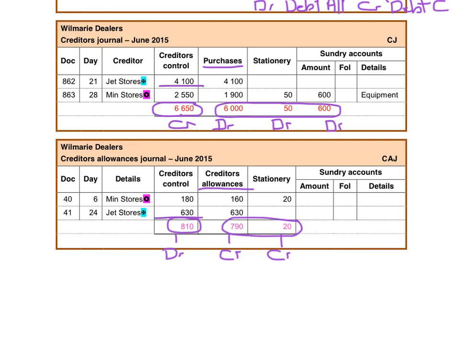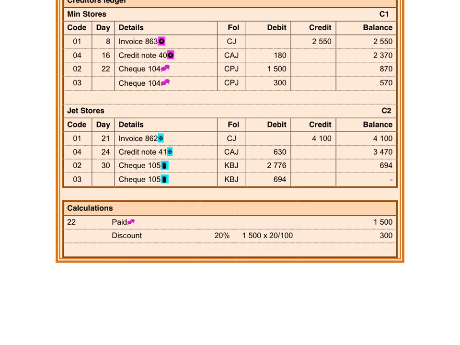630 Rand. If we deduct the two amounts from each other, we determine the amount that we still owe them, and on that outstanding amount, we will work out the discount and the amount that must be paid. In Jet Stores, you can also look up the amount that we owe in his personal account instead of doing it in the journals. After we recorded the purchases and the credit note, the outstanding amount is 3,470.